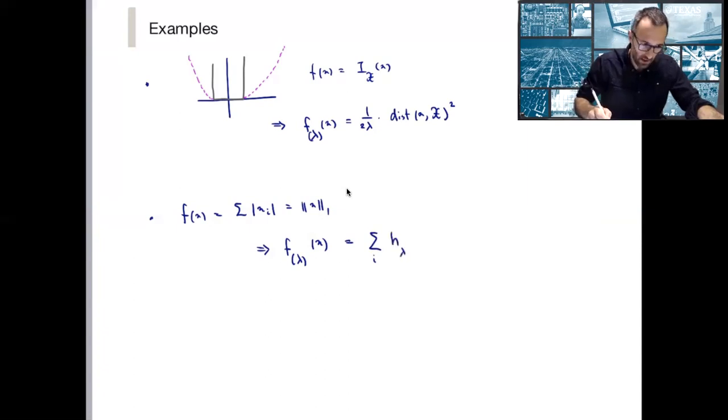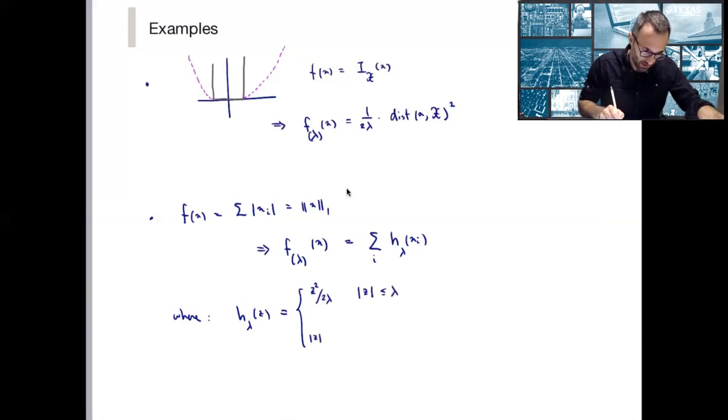H lambda of xi, where h lambda is a univariate function, and it's simply equal to z squared over 2 lambda when z is less than lambda, and it's equal to z minus lambda over 2 when z is greater than lambda.